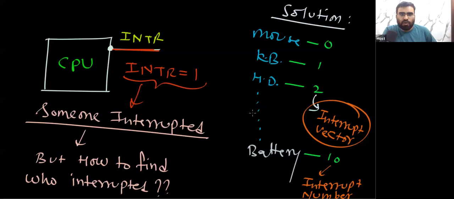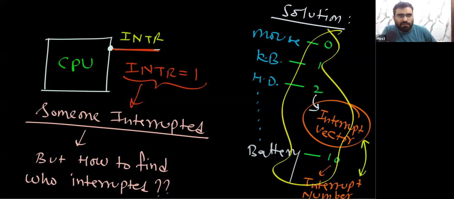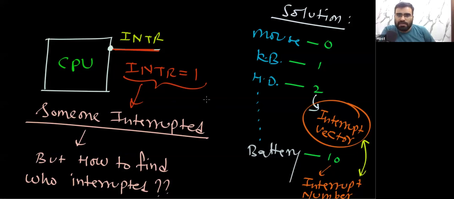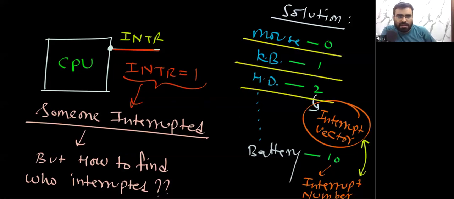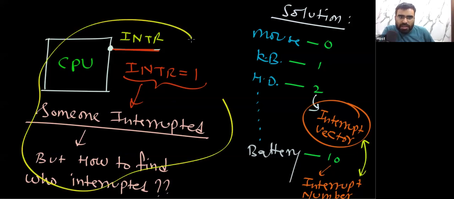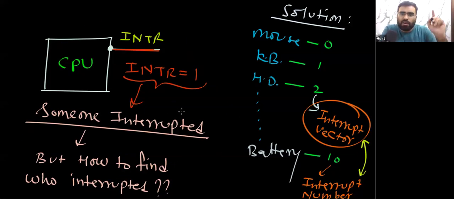Now, I have given a unique number to every type of interrupt. This unique number is called the interrupt vector, or you can call it the interrupt number. Both are the same. So now what should be the next thing? Can anyone explain? Just by giving the number, can we find out who interrupted? Still we cannot find out.